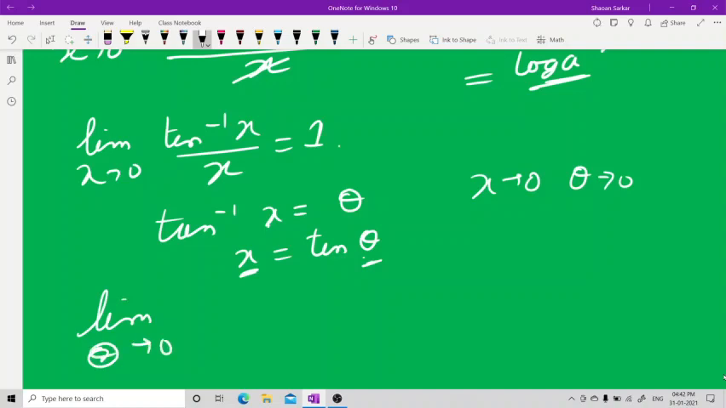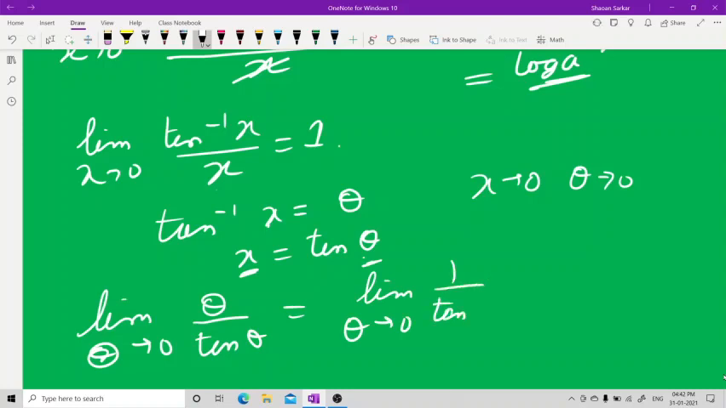Now tan inverse x is theta, and what is x? x is tan theta. Now you can write this as the limit as theta tends to 0 of 1 upon tan theta upon theta. This becomes 1 upon 1, because the limit in this case is 1, we just saw. So the answer is 1.